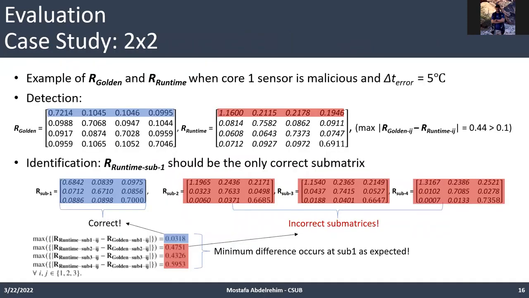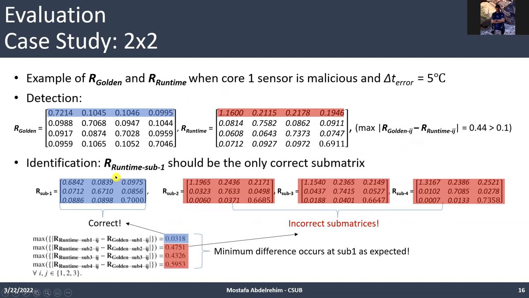Here is a case study, for example, from 2x2, just to show you that introducing error really will change the matrices. So this is, for example, our golden. Here, thermal sensor 1 has the error. As you see here, for example, our golden 1.1, this value is 0.7. Here it's 1.1. So we have a difference of 0.4, and the zeta here was 0.2. As we said, zeta is the tolerance, a design parameter.